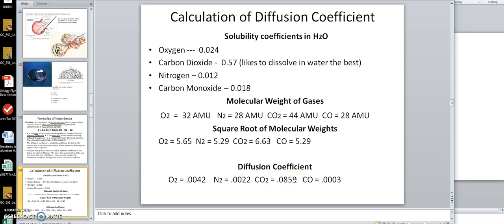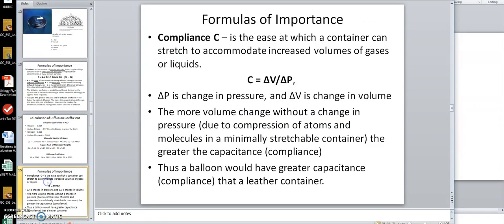and that's in the numerator. That means CO2 does the best job. We already said that. O2 is next. And then nitrogen, it just doesn't like it much. Okay? So that is diffusion.